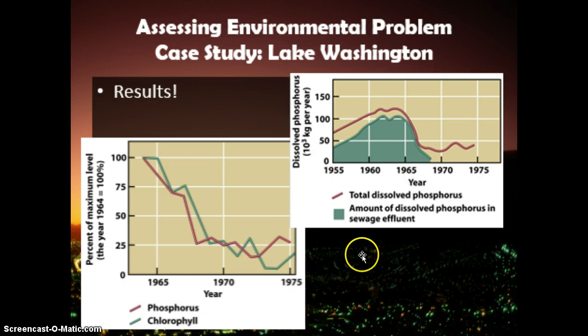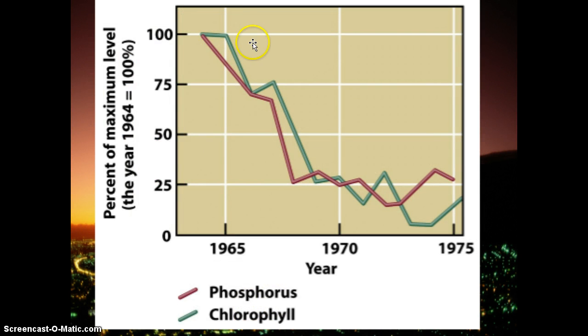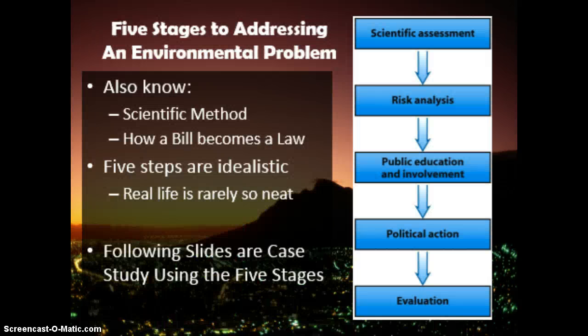And you can also tell that this is due to the amount of dissolved phosphorus that's in that sewage effluent, because as they took out more phosphorus, then the amount of phosphorus in the water went down. So that sewage had a direct effect on the phosphorus level in the water. And again, that had a direct effect on how many cyanobacteria were in the water. So it's a success story, and it's a great example of how people work together through these 5 steps to solve an environmental problem.